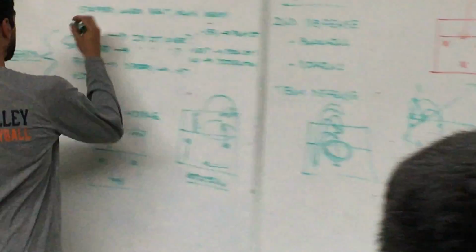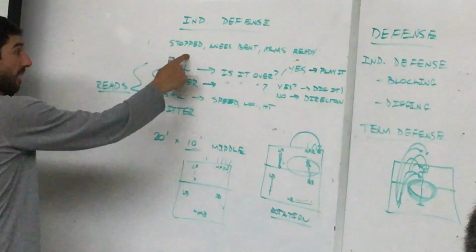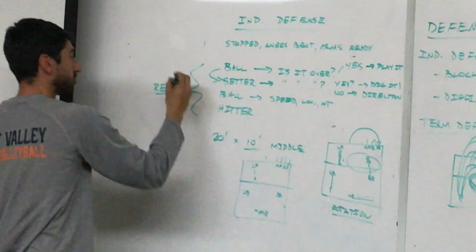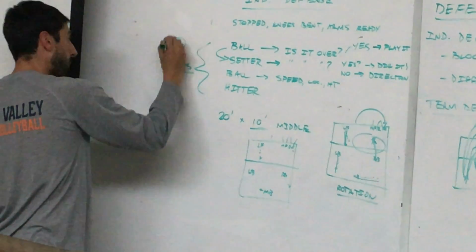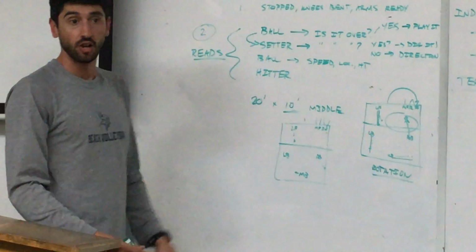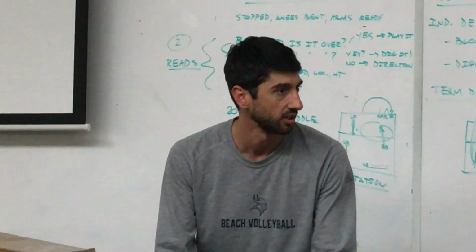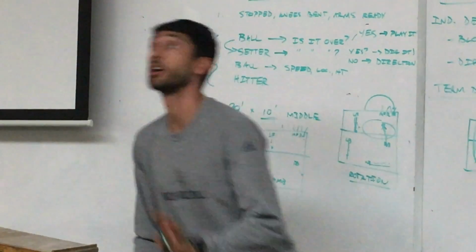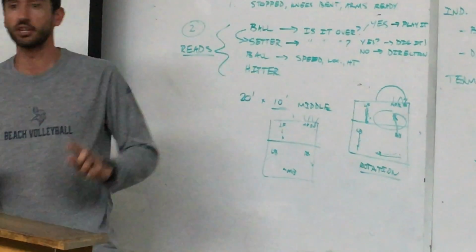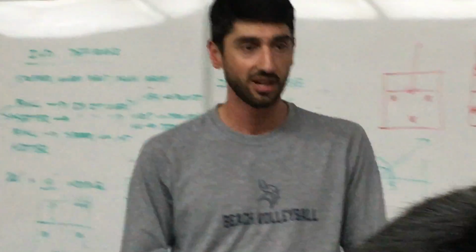Most important thing that we need to take away is these keys. 1, position, stop, knees bent, arms are ready. 2, and the most important skill, ball setter, ball hitter. Ball setter, ball hitter, right? Ball, not going over, setter, look at the setter, set, going this way, hitter, right? Block. You start to look and you get really comfortable with that sequence, right?